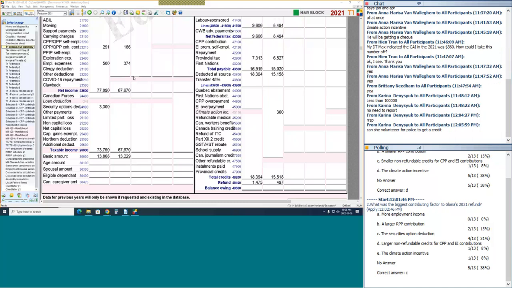The big ones are going to be RSPs or putting more money aside for yourself, paying yourself your own refund, or donations. Donations and political contributions are also options.